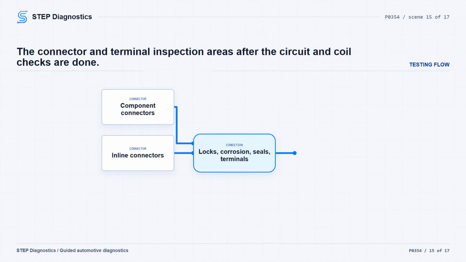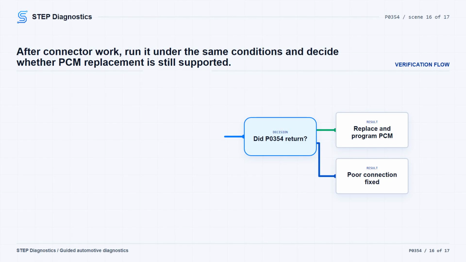At this point, perform any applicable service bulletins and inspect the related PCM, inline, and component connections. Disconnect the PCM connectors, any related inline connectors, and the related component connectors. Look for improper seating, damaged locks, corrosion, water intrusion, seal damage, bent terminals, overheated or discolored terminals from poor connection, terminals pushed back in the cavity, spread terminals, and weak terminal tension. Repair anything you find. Then reconnect everything fully and make sure the connector locks are engaged.